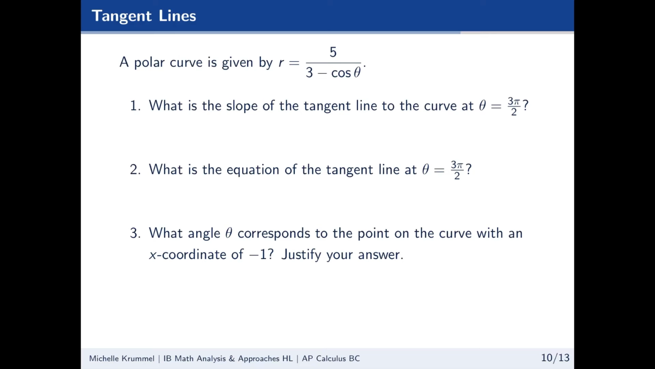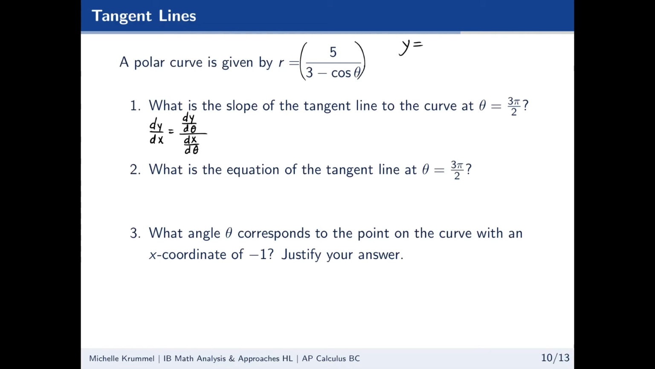In our next example, we have a polar equation, r equals 5 over 3 minus cosine theta, and we're asked what is the slope of the tangent line to the curve when theta equals 3 pi over 2. The slope of the tangent line is dy dx. So we need to find dy dx. And we know that dy dx equals dy d theta over dx d theta. So we need to get an equation for y in terms of theta and then an equation for x in terms of theta. y equals r times the sine of theta.